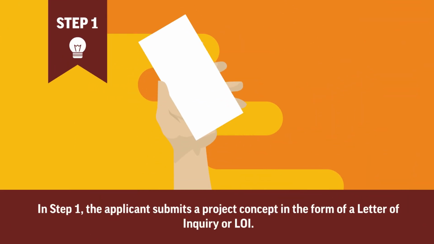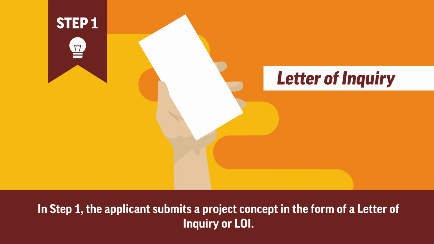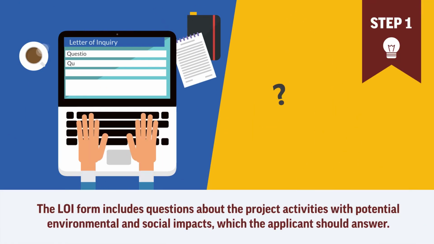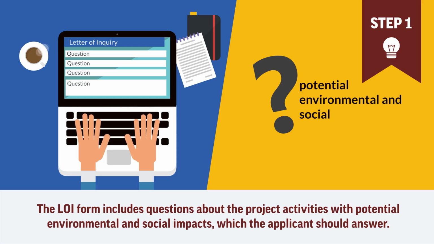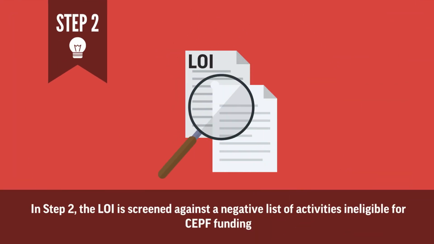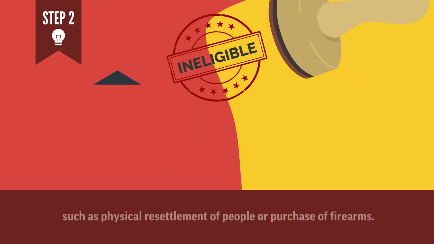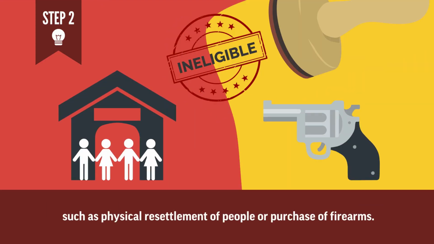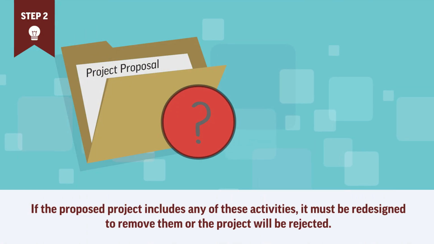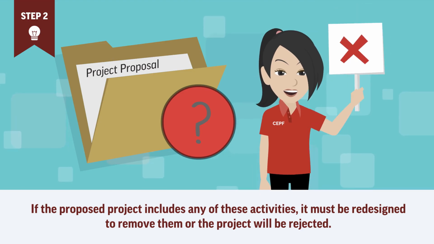The process to identify and manage environmental and social risks in the context of CPF grants has 10 steps. In Step 1, the applicant submits a project concept in the form of a letter of inquiry or LOI. The LOI form includes questions about the project activities with potential environmental and social impacts, which the applicant should answer. In Step 2, the LOI is screened against a negative list of activities ineligible for CPF funding, such as physical resettlement of people or purchase of firearms. If the proposed project includes any of these activities, it must be redesigned to remove them or the project will be rejected.